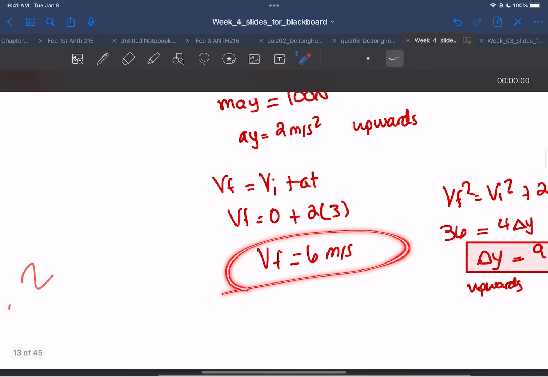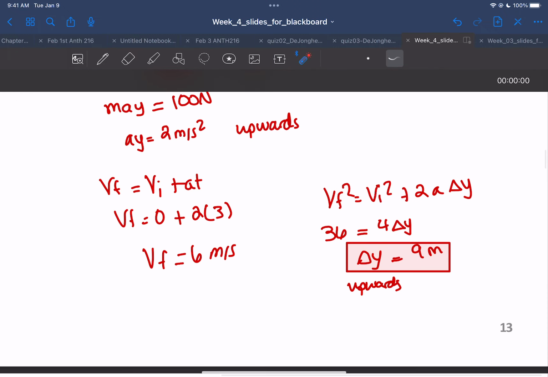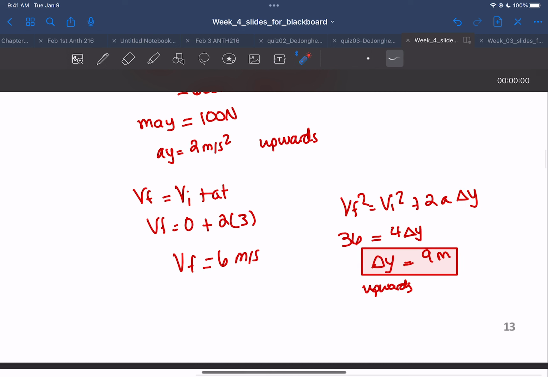So that helps us figure out our final velocity of 6 meters per second, right? Now, that's our final velocity, our initial, and then 2a delta y. So we know that our initial was 0 from before, right? And we know our final was 6 meters per second. So if we square that, that's 36. And our acceleration from before was 2. So you can solve for that and figure out that your delta y should be 9 meters.